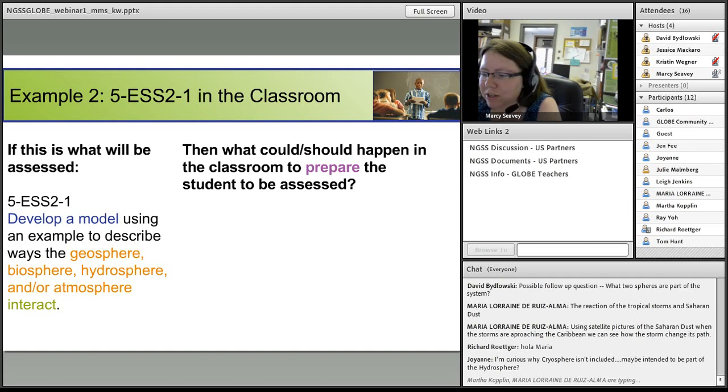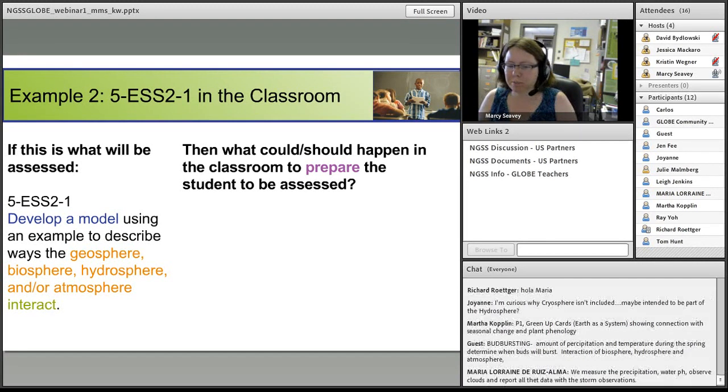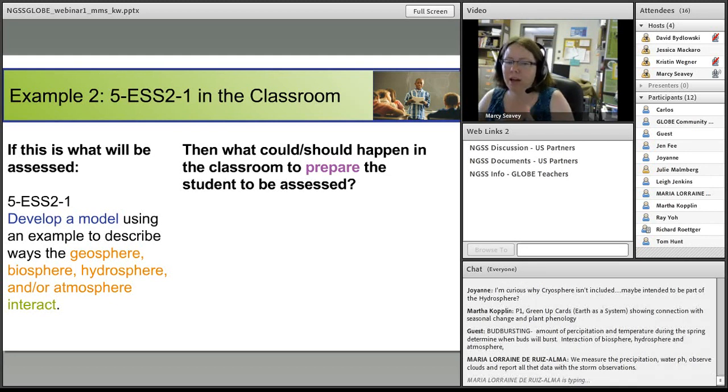Joanne says she's curious as to why cryosphere isn't included. Maybe it's intended to be part of the hydrosphere. That would be where we go back to the framework, because the framework has a clear description of that disciplinary core idea and all that's in its content for each specific grade level. And so it may actually be that it's included in one of the ones listed here, or it may be that it comes into play after 5th grade. And I actually don't know the answer to that question, but I would go to the framework to look for that.